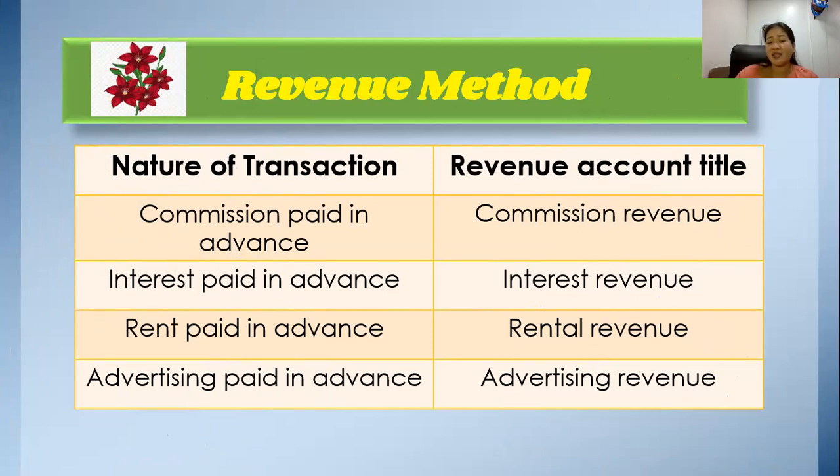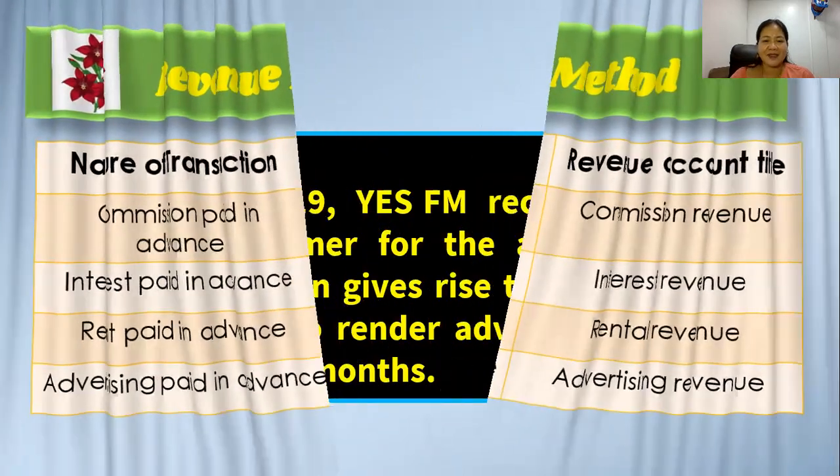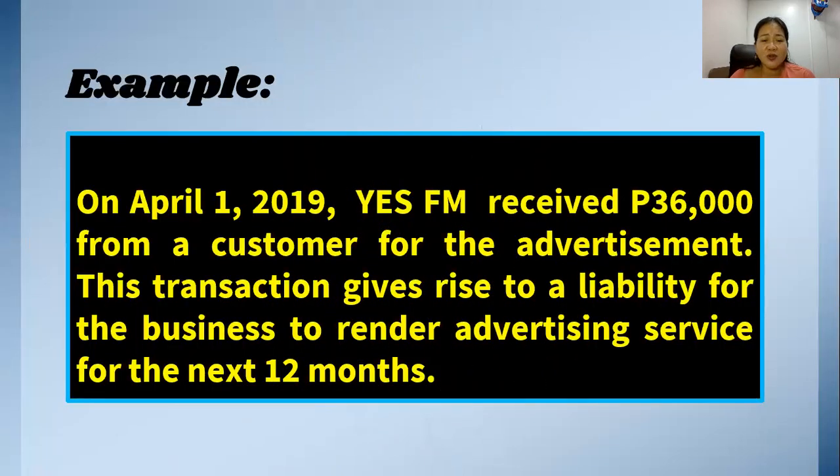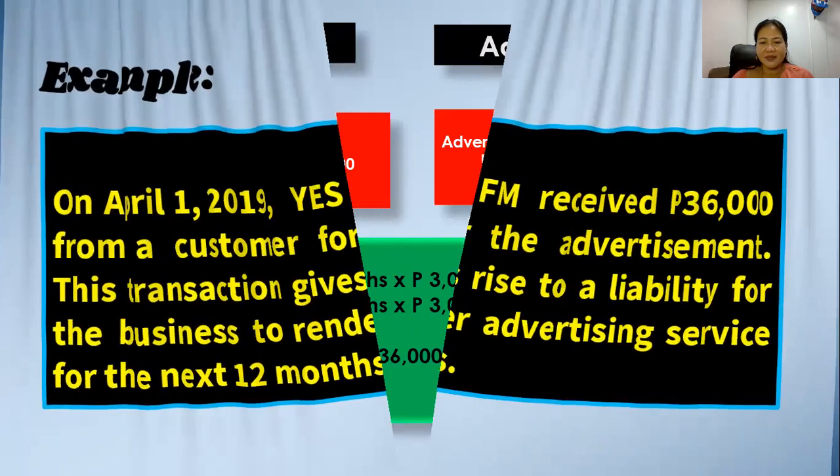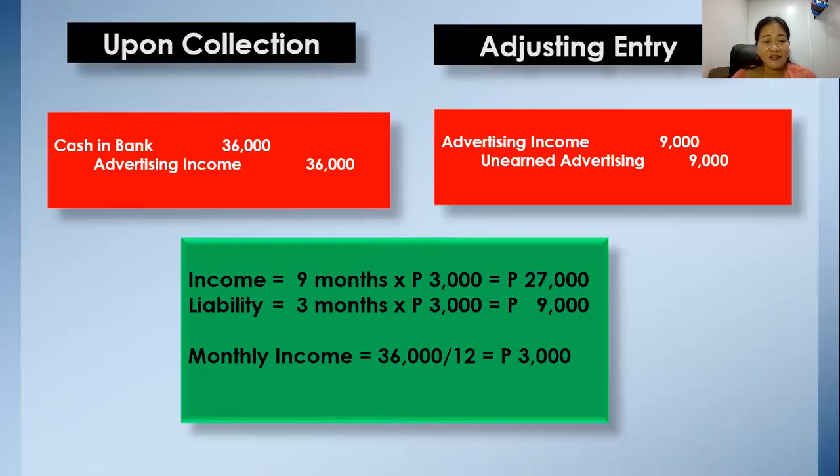Do not confuse this with paid in advance by the customer or the client to us or to the company. So for example, on April 1, 2019, YesFM received 36,000 from a customer for the advertisement. This transaction gives rise to a liability for the business to render advertising service for the next 12 months. So upon collection, you have your entry, debit cash in bank 36,000, credit advertising income 36,000. So take note, what we have is an advertising income, an income account. So that is under the income method.